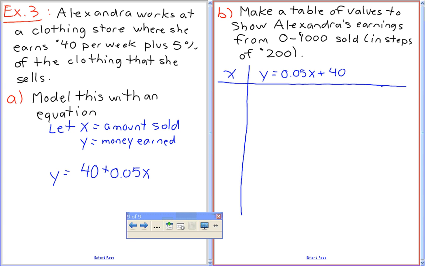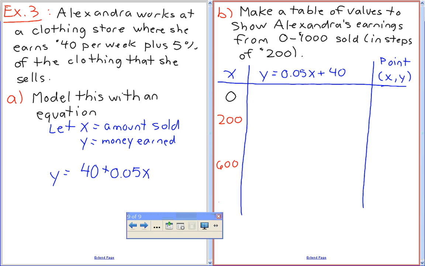and leave yourself lots of room to work here, because we're starting to get a little bit more complicated equation. All right, and we're going to have our point 0, 200.